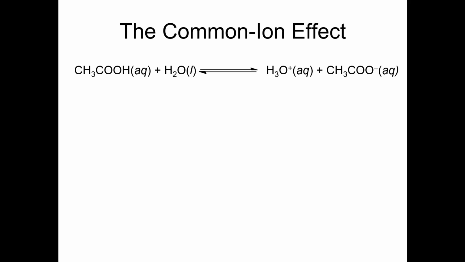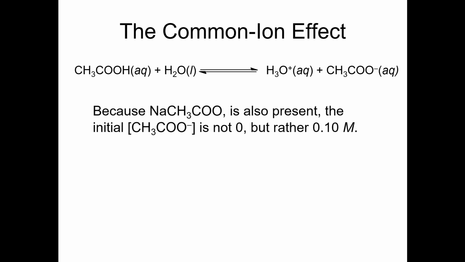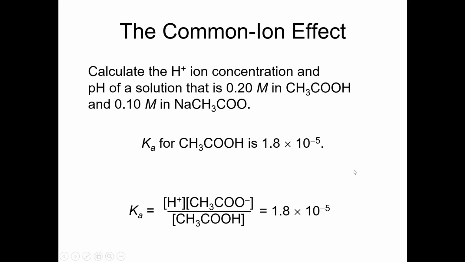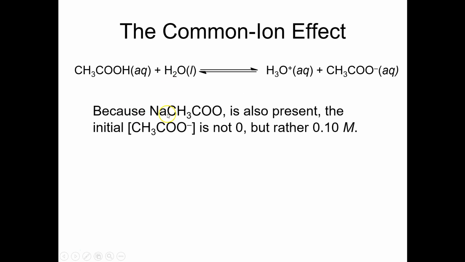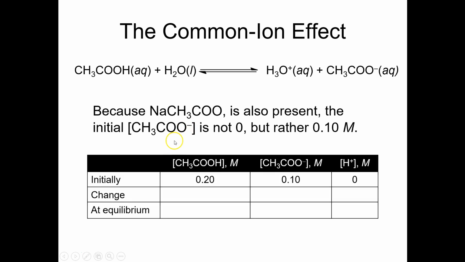Okay, so we have our equilibrium. Now, the key thing to notice here is it's 0.2 molar in acetic acid, but it's also 0.1 molar in acetate. So because there is sodium acetate present, the initial concentration of acetate is not going to be 0, but it's going to be 0.1 because we've got a 0.1 molar solution of acetate. So when we construct our ICE table, the initial concentration of the acid is 0.2, like it said. The initial concentration of H plus is 0, but the initial concentration of the acetate is not 0.